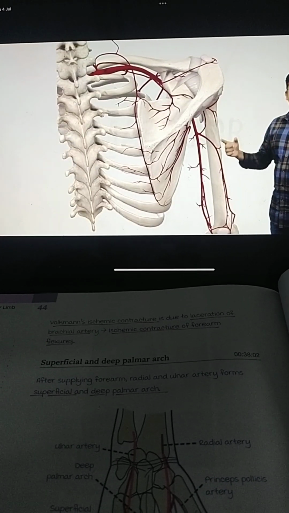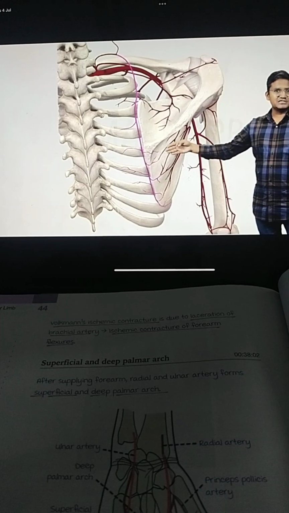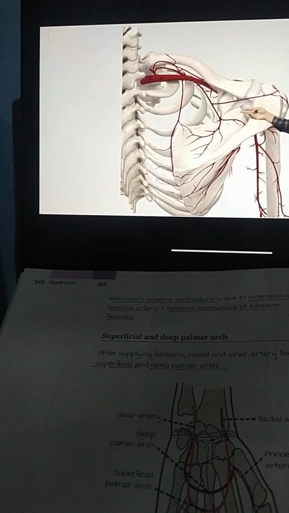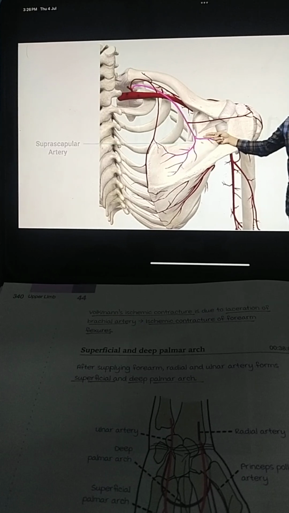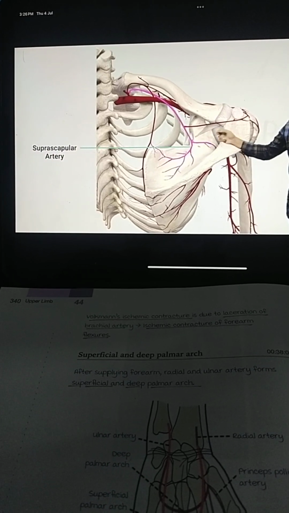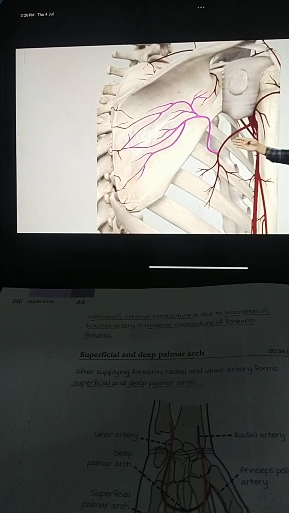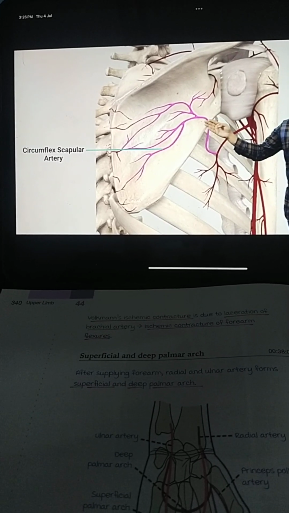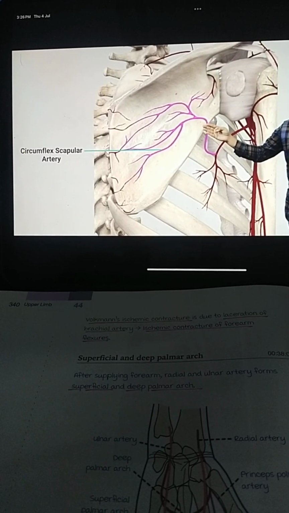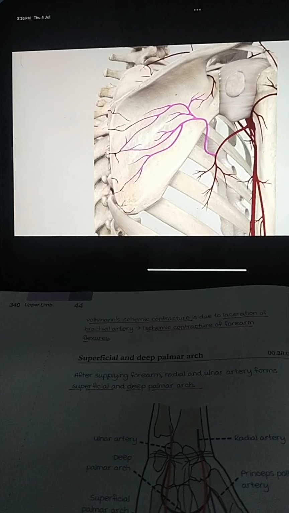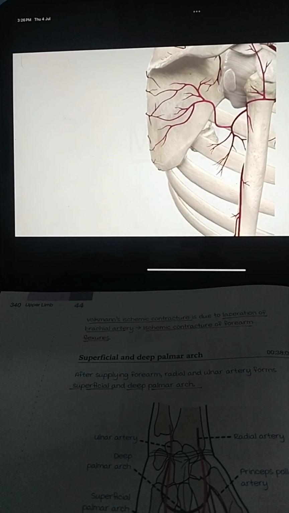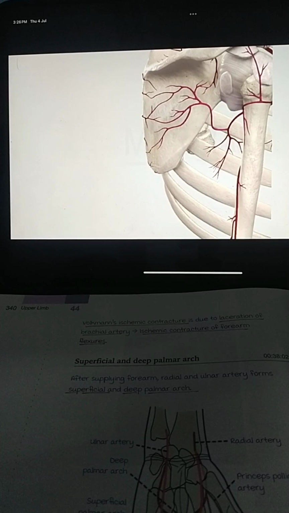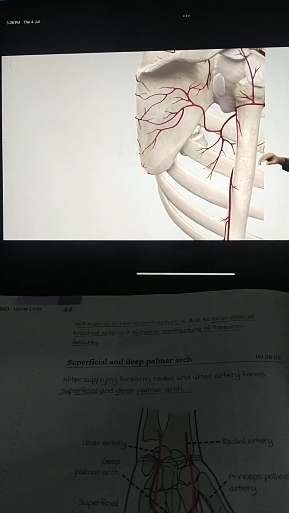Now, what are the arteries involved? This artery, what they are showing there, that is our dorsal scapular artery. And above that, you are seeing our suprascapular artery. And we are also seeing this, the circumflex scapular artery, a branch of the subscapular artery. Right. Now a few more arteries you have to remember. Those arteries are forming the minor anastomosis over the acromion process.